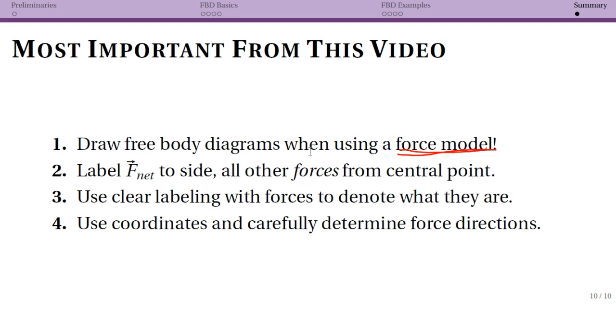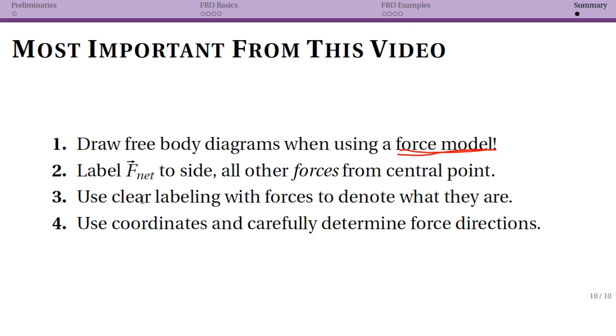So make sure that you're only using forces. Don't label a velocity, don't label an acceleration from that point representing the object. And make sure that F net is off to the side. If F net is 0, make sure you explicitly write that down. You want to make sure that it's clear both to you and to me that you've gone through the time to figure out that net force is 0.